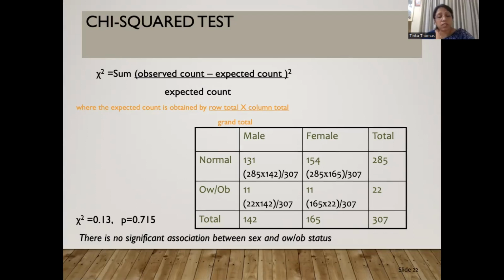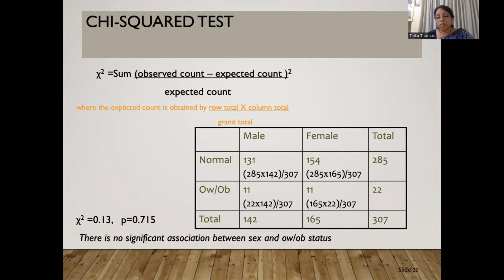there is an association between the overweight obesity status and sex of the child. Therefore, we are going with the null hypothesis. That is not rejecting the null hypothesis, and that is our conclusion.